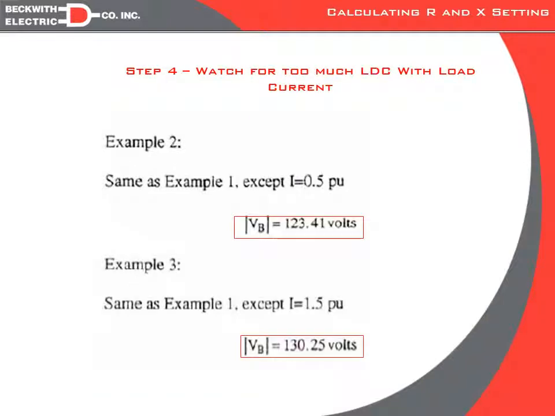Likewise, the same condition applies with the current. As the current goes up, we have to raise the voltage more. So at half full load, we would only have to be at 123.4 volts, but if we went to 1.5 times full load, we could be at 130.25 volts. So this shows you the need to supervise your line drop compensation. If the power factor gets too far away from unity, or if the load continues to increase, either of those conditions is going to cause the voltage at the bus to keep going higher to keep that downline voltage stable.